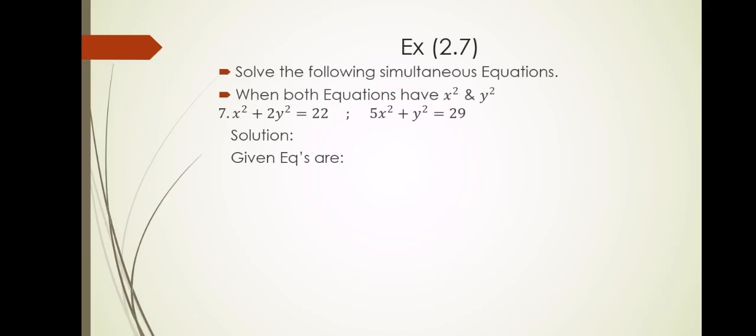Solve the following simultaneous equations when both equations have x square and y square is the first condition, and we are going to solve the sums related to the first condition. You can easily observe in question number 7 that both the equations have x square and y square, and we are going to find out the values of x and y. So the given equations are x square plus 2y square is equal to 22, our equation number 1, and 5x square plus y square is equal to 29, our equation number 2.